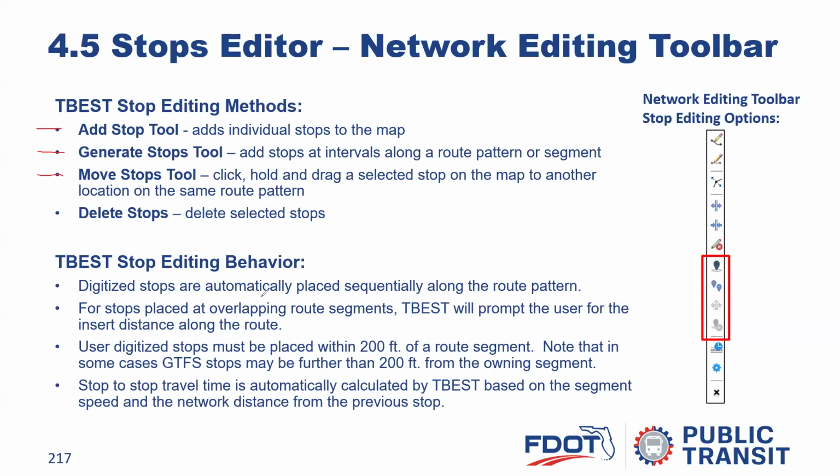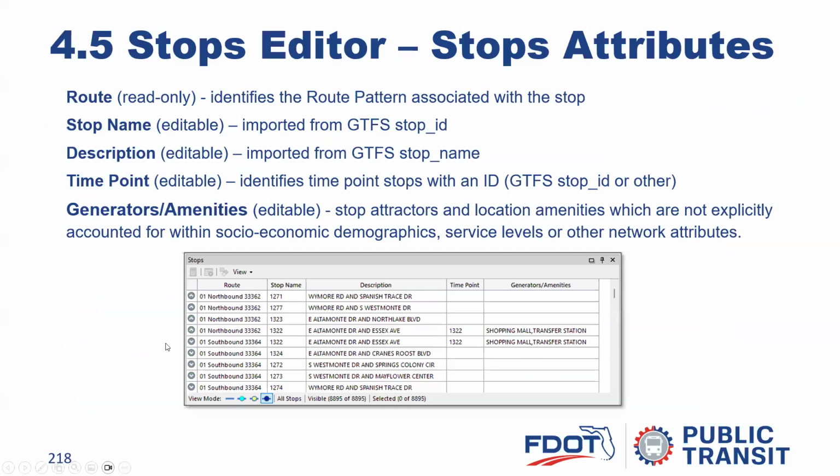Users' digitized stops must be placed within 200 feet of a route segment. Stop-to-stop travel time is automatically calculated by TBEST based on the segment speed and network distance from the previous stop. All right, so we've talked about the stop attributes already, so I'm not going to go into detail, but of course where it says editable, you can change the values for them inside of the stops panel.